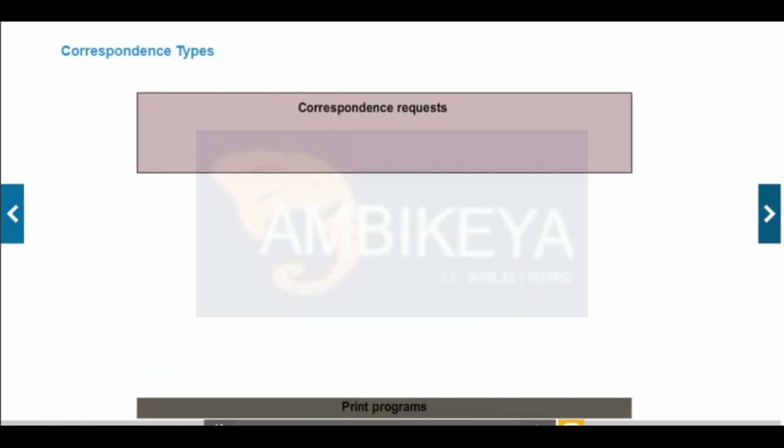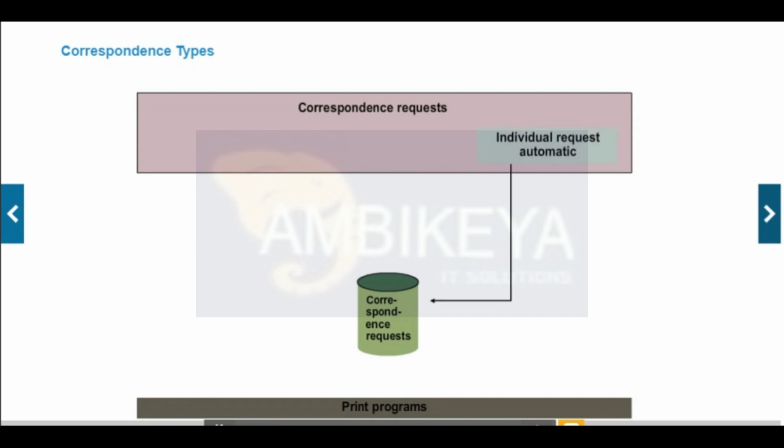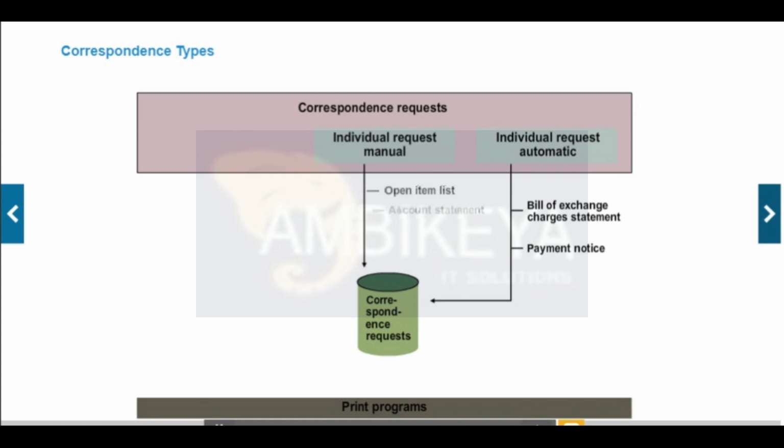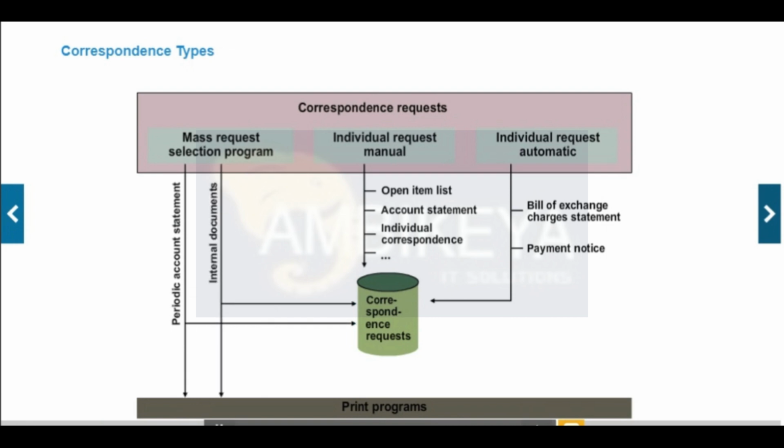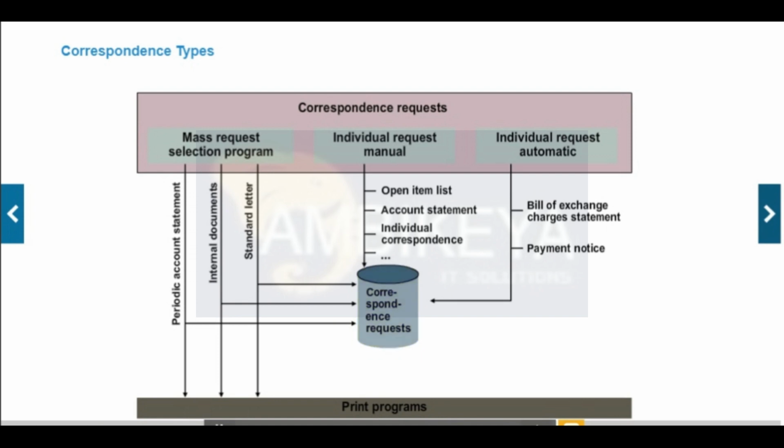Correspondence relating to daily business first has to be requested before it can be printed. A correspondence request can be carried out automatically when special transactions, such as bill of exchange charges statement, or payment differences, such as payment notice, are posted manually by the accounting clerk. Alternatively, use a request program that creates a high volume of correspondence requests simultaneously, such as periodic account statements, internal documents, and standard letters. Requested correspondence is stored in a correspondence request table and can be printed via a trigger program.